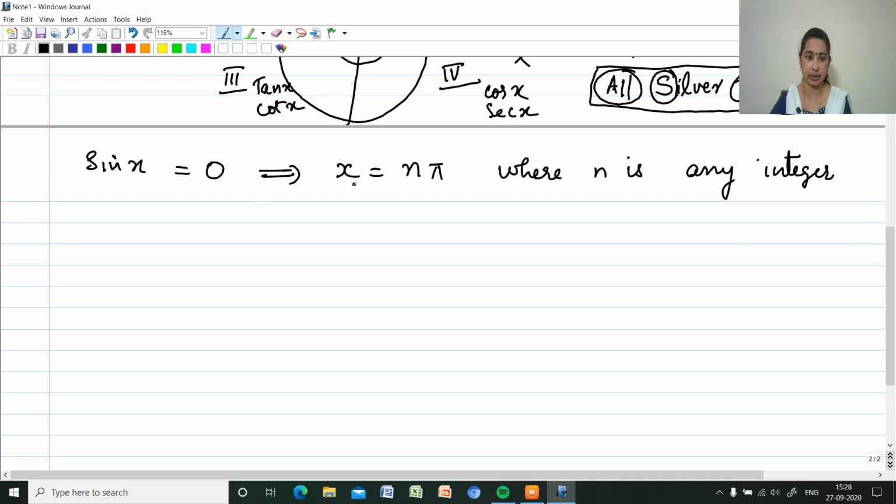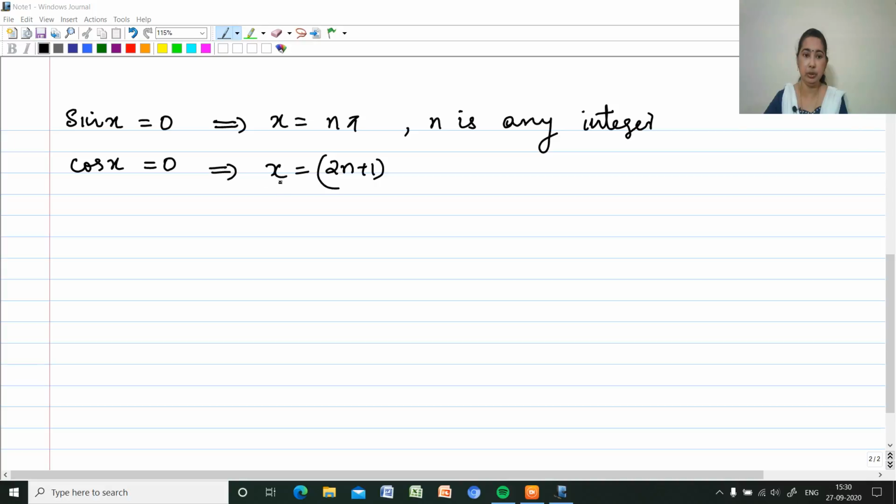What about cos x? Cos x is equal to 0 for all x equal to (2n plus 1) into pi by 2, where n is any integer. So all odd multiples of pi by 2 will give 0 in the case of cos, and all multiples of pi will give 0 in the case of sine.